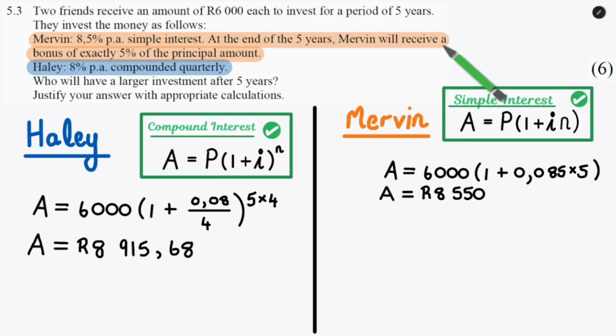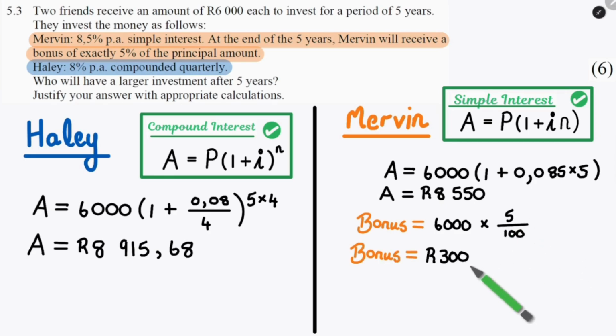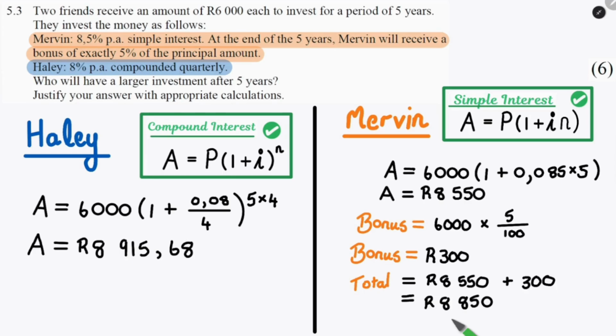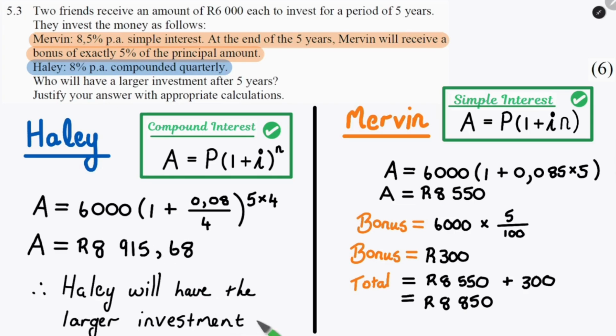Now Mervyn also receives a bonus, so we've got to calculate that bonus and add it on to this. The bonus is exactly 5% of the principal amount. The principal amount is 6,000. So we just say 6,000 times 5 over 100. Make sure that's a fraction. Pop that into our calculator, and it returns us 300 bucks. Now let's add that 300 bucks onto our accumulated amount, and that will give us a sum total of 8,850 Rand. So at the end of the day, Haley still has a larger investment.